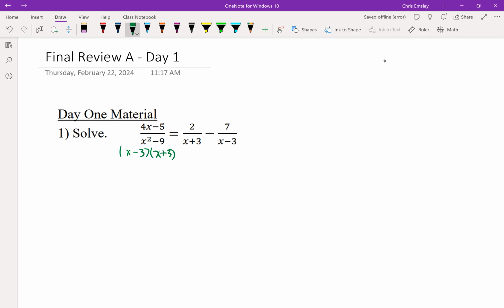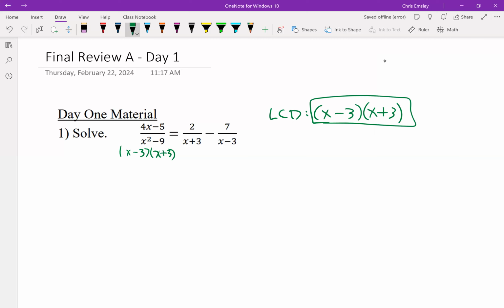To recognize what that least common denominator is, notice I'm factoring this first denominator. This x squared minus 9, that's the difference of two squares. It's equivalent to x minus 3 times x plus 3. So that is my least common denominator. That's going to take care of all the denominators I see in this equation. I'm going to multiply the whole equation by this value.